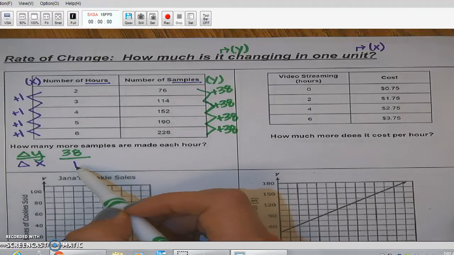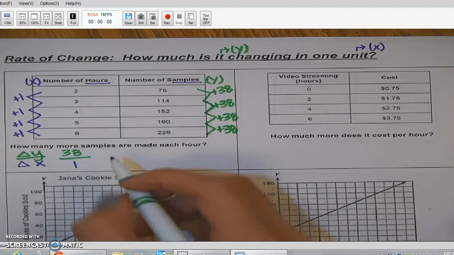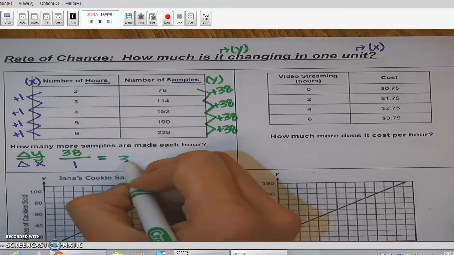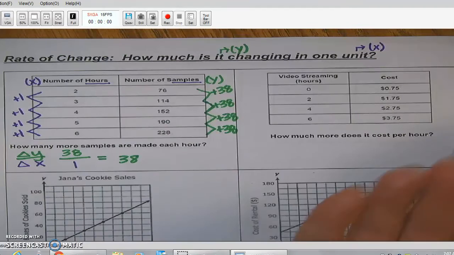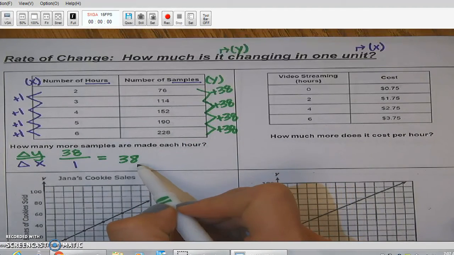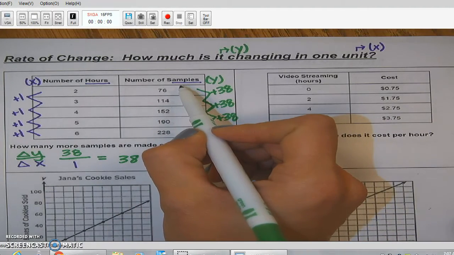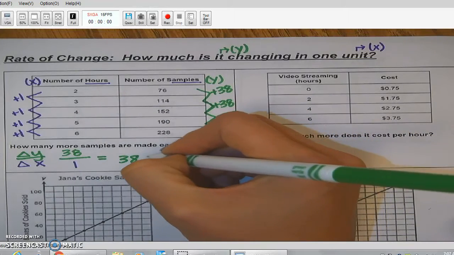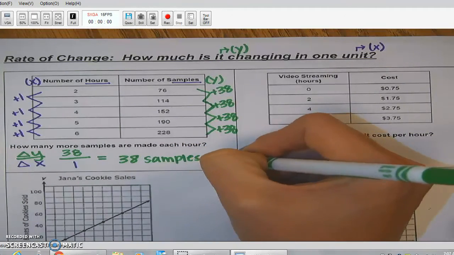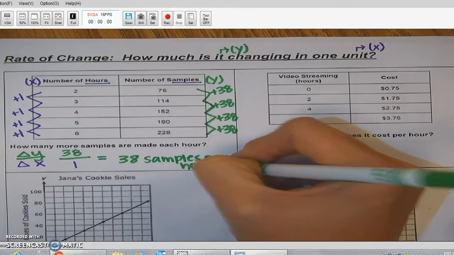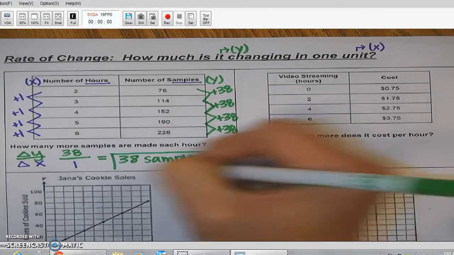I know 38 over 1, or 38 divided by 1, gives me 38. So this number tells me my unit rate, or my rate of change for the table. It tells me that there are 38 samples for every hour, or 38 samples per hour. And that's my rate of change.